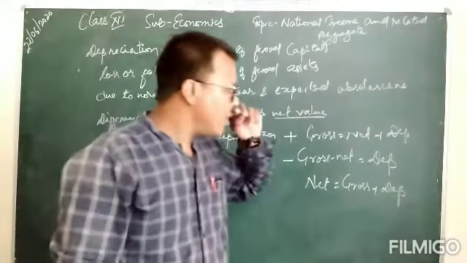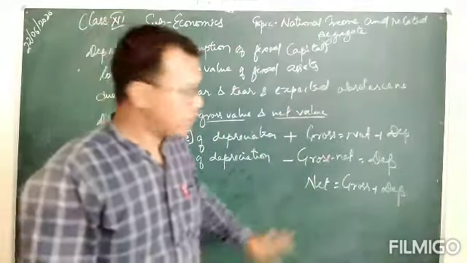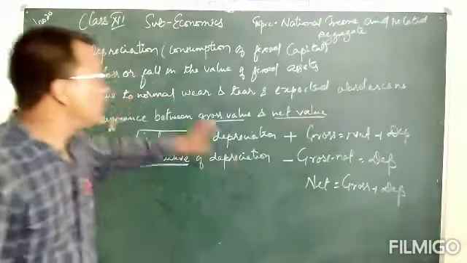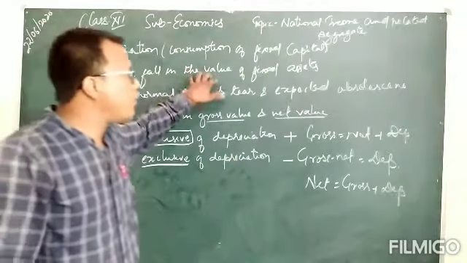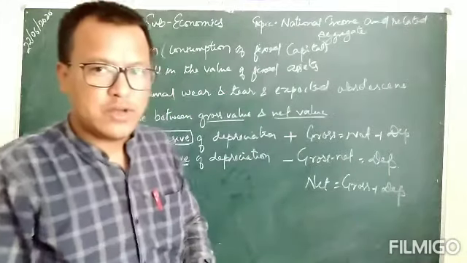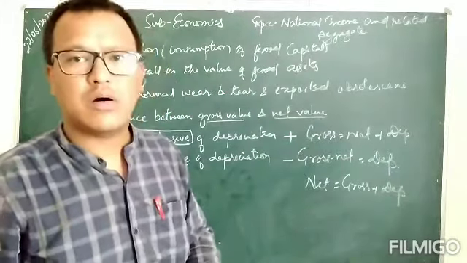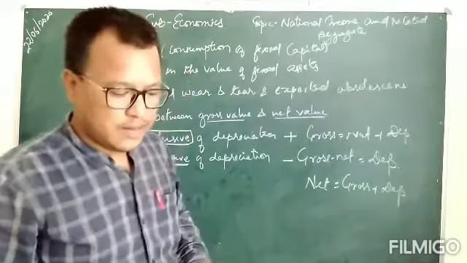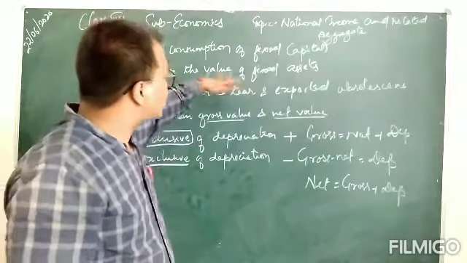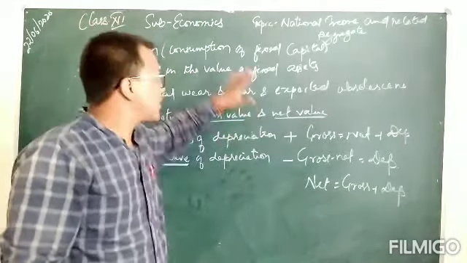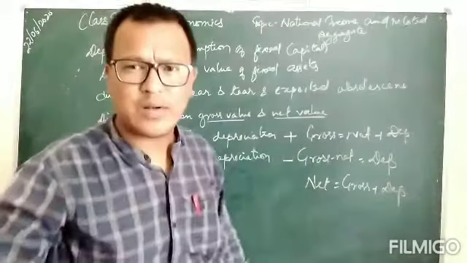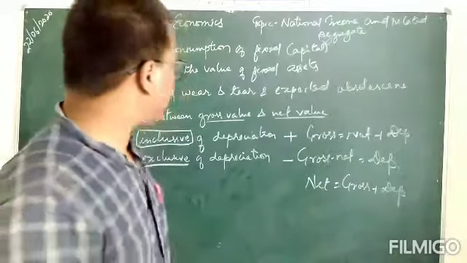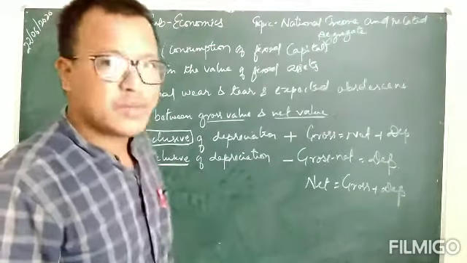So how does it include or exclude depreciation? What is depreciation? Depreciation is the fall or loss of the value of fixed assets. Whatever value is lost, or has had a fall, is calculated as consumption of fixed capital, or we can say it is calculated as depreciation. Now, the causes of depreciation.